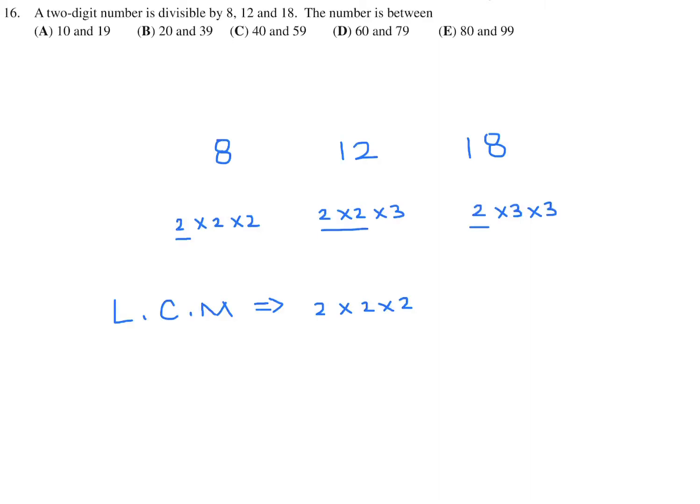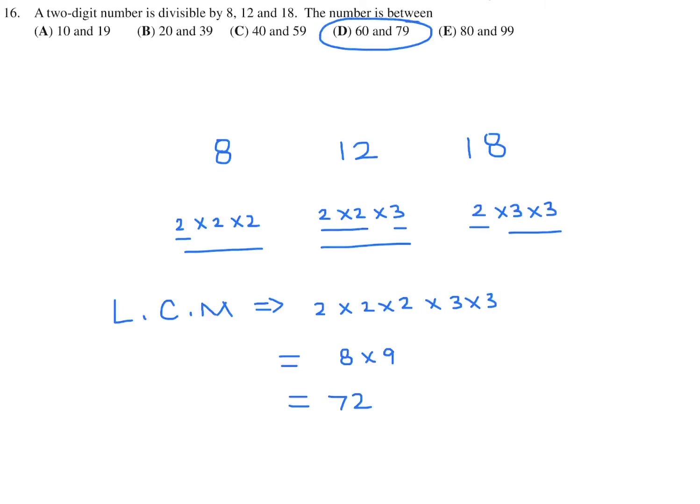What's the other factor? The 3. Here it appears 0 times, here it appears once, and here it appears twice. So the maximum number of times it appears is twice, so that's what I have to include in my LCM. So 3 times 3. And there you go. This is 8 times 9, which is 72. And that is the number that is divisible by 8, 12, and 18. And it looks like that is in this range here. 16 is D.